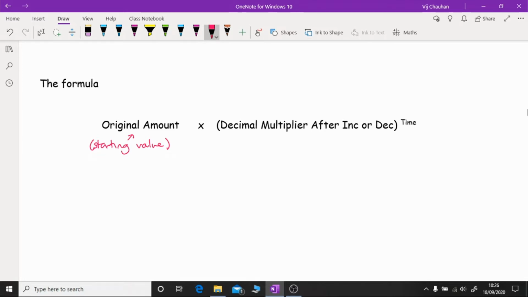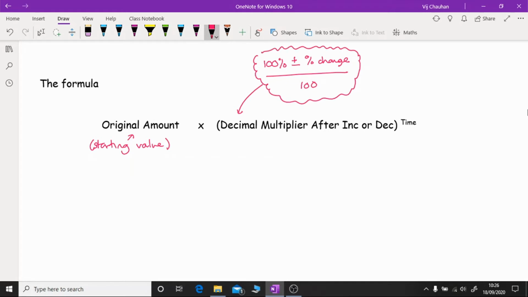Remember, if you've watched the previous videos, you're always starting with 100%, and then you're either going to add or subtract the percentage change. And because you want that as a decimal, you need to divide that by 100. That will give you the decimal multiplier for this compound interest amount. And then the time can either be in years, it could also be in months, maybe weeks, maybe days, but it's definitely worth commenting on that.